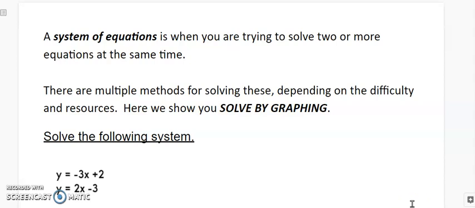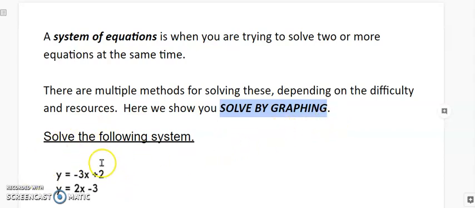Today we're going to look really quick at what we call systems of equations. A system of equations is when you're trying to solve two or more equations at the same time. Here's an example down here. Notice I have two variable equations. There are multiple methods for solving this, but today we're only going to look at solving by graphing.